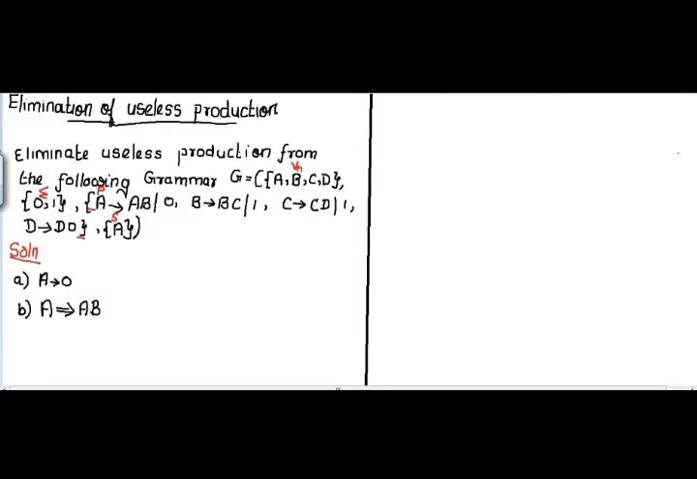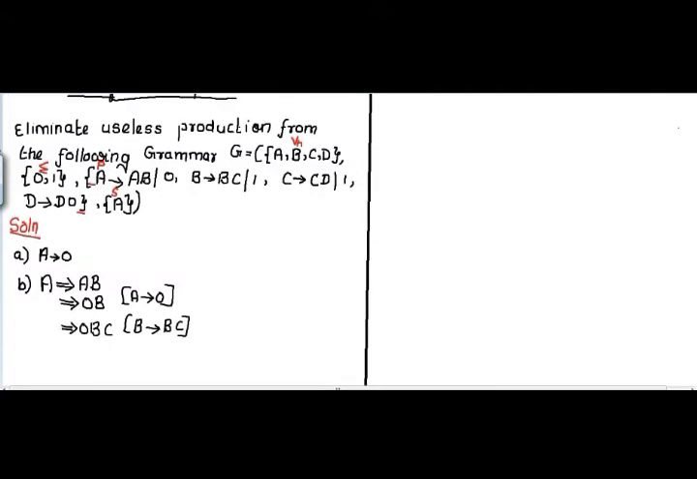Now I am going to derive this production. Instead of A, I have two options. Either I can substitute A tends to AB or I can substitute A tends to 0. So let me substitute A tends to 0. Hence my production will be 0B. Now instead of B, I have to substitute the B production. There are two B productions: one is B tends to BC, another one is B tends to 1. If I substitute B tends to BC, then my production will be 0BC.